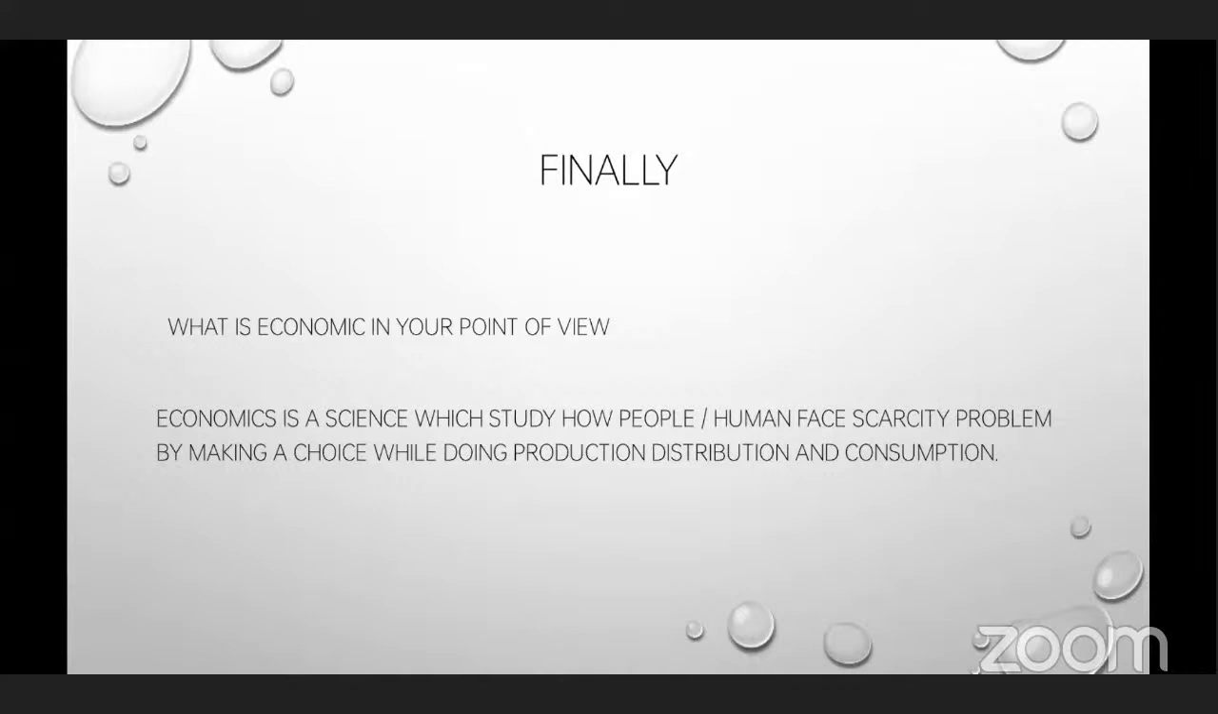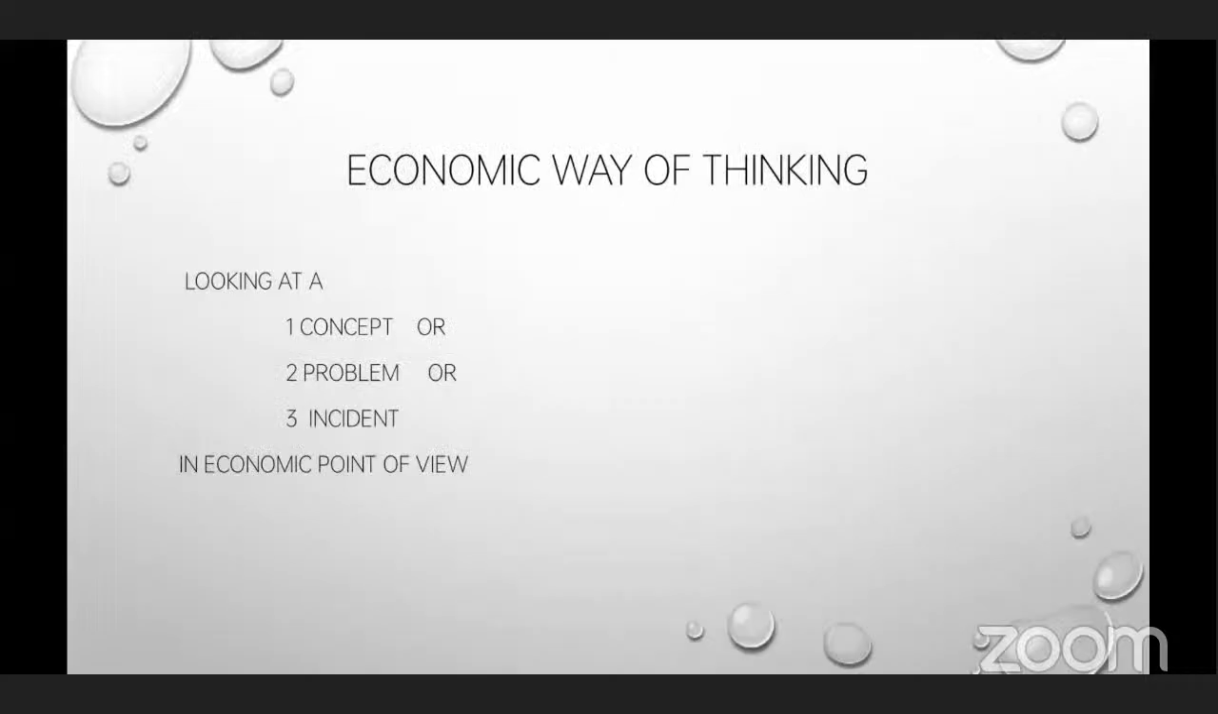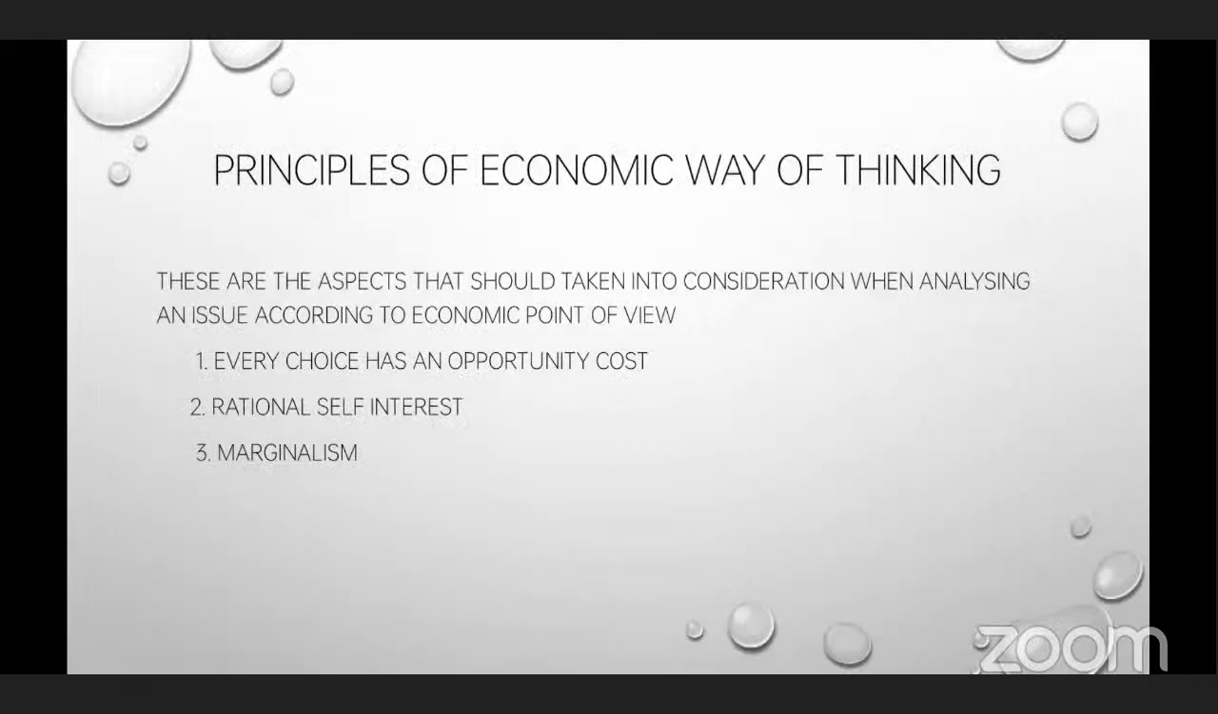Finally, we'll see what economics is from our point of view, or else your point of view. Economics is a science which studies how people or humans face scarcity. Examples: consumer, producer. They solve the scarcity problem by making a choice while doing production, distribution, and consumption. So therefore, economics studies economic human behavior. Then we will see economic way of thinking, which can be defined as looking at a concept or problem or an incident from an economic point of view. Okay, we'll see the principles of economic way of thinking. There are three principles. First, every choice has an opportunity cost.